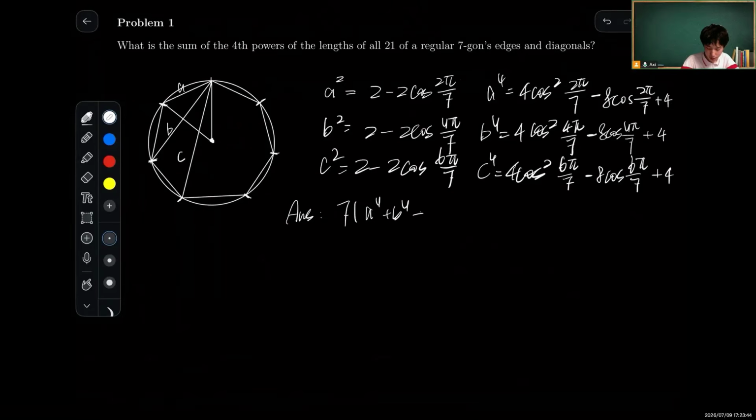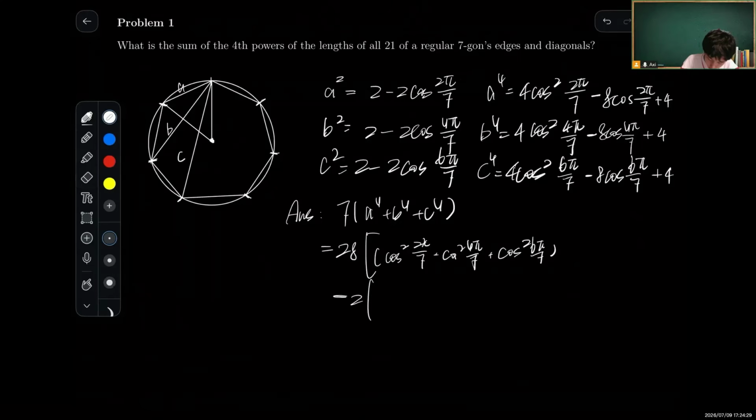which is exactly equal to 28 because we can factor out a 4 from everything, multiplied by, first of all, the sum of cosine squared of 2 pi, 4 pi, and 6 pi over 7, minus 2 times the sum of cosine 2 pi plus cosine 4 pi plus cosine 6 pi over 7. And then finally, we add the constant here, which is simply 3. Next, let's find the values of these two expressions.